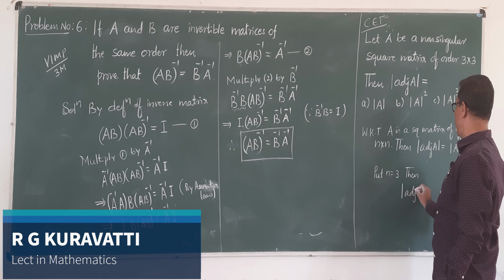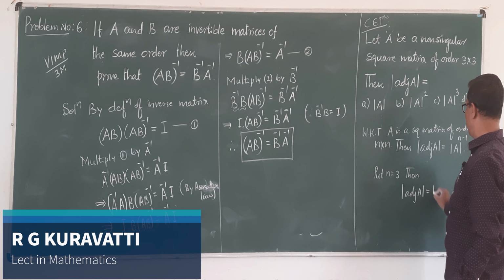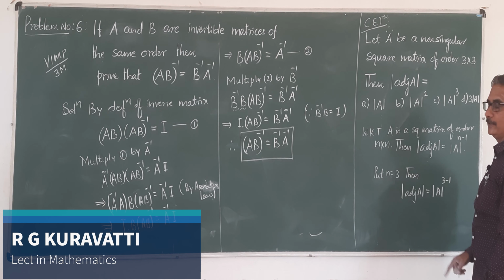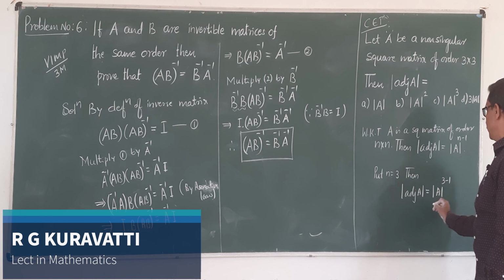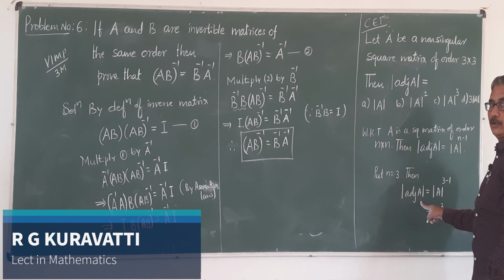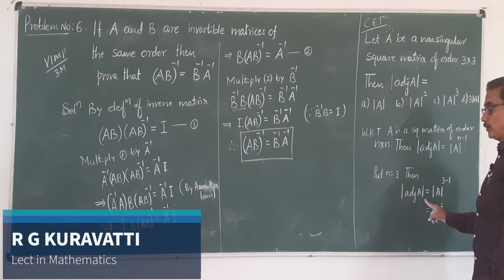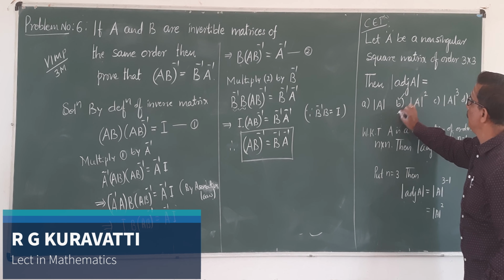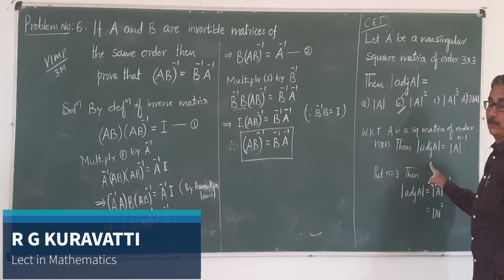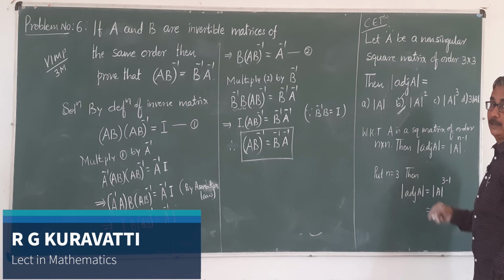determinant of adjoint of A is equal to determinant of A to the power of n value 3 minus 1. In general n minus 1, n is the order of the matrix. That is equal to determinant of A to the power of 3 minus 1, that is 2. So determinant of adjoint of A value is determinant of A to the power of 2. So option B. Remember this formula. It will help in CET, it will help you in this 1 mark question.